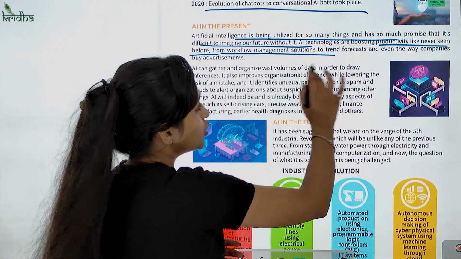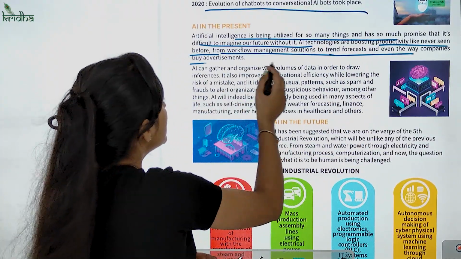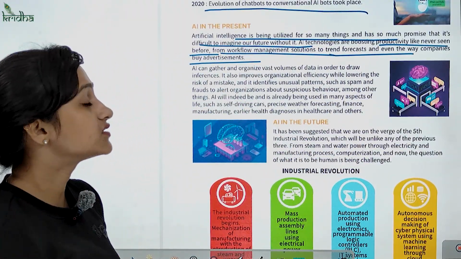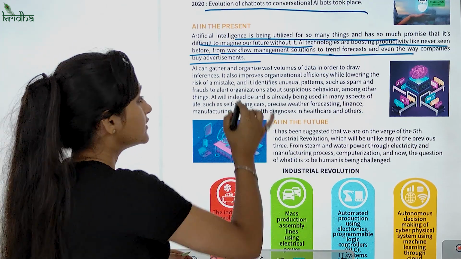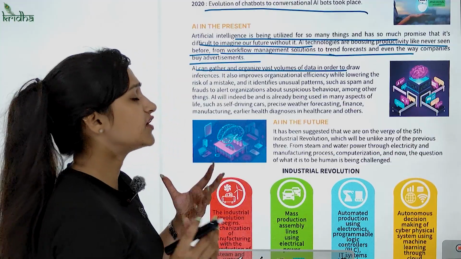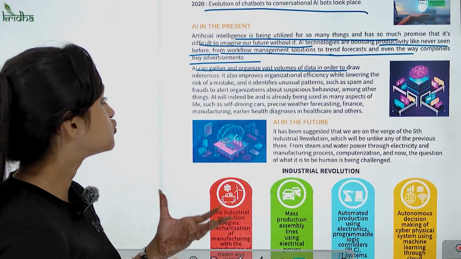From workflow management solutions to trend forecast, and even the companies buy advertisement. AI can gather and organize vast volumes of data. ये gather करता है vast volumes of data को, organize करता है order में to draw inference.